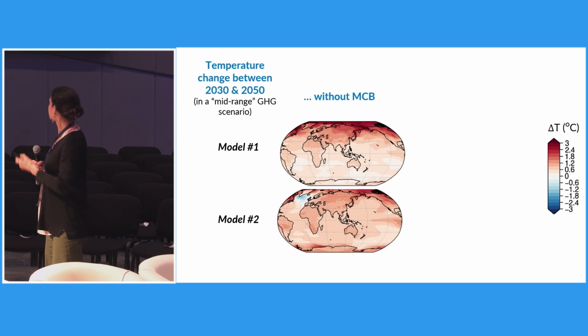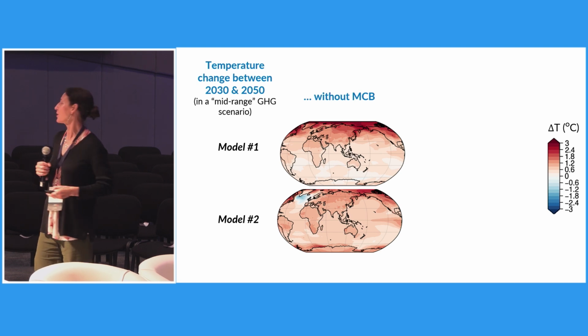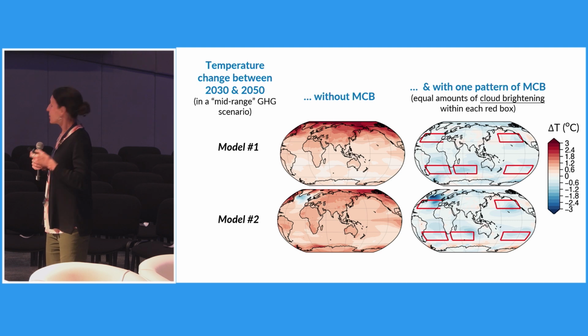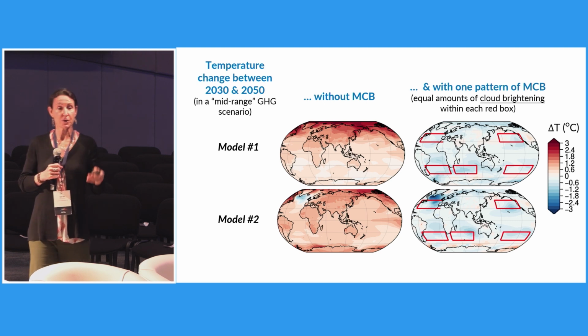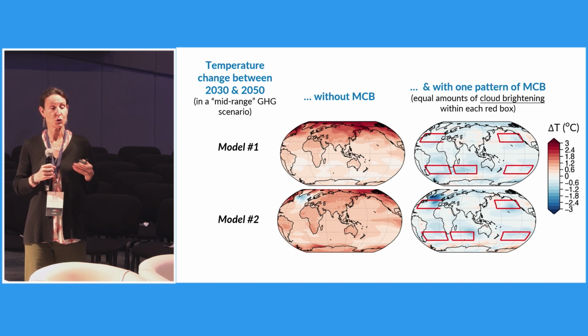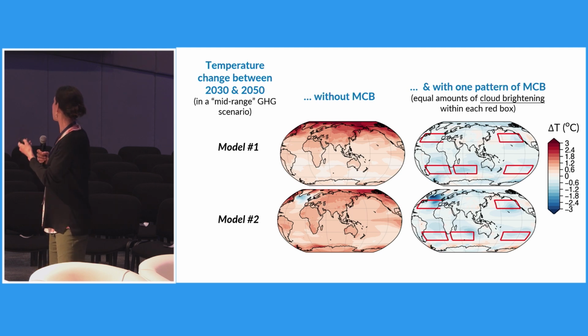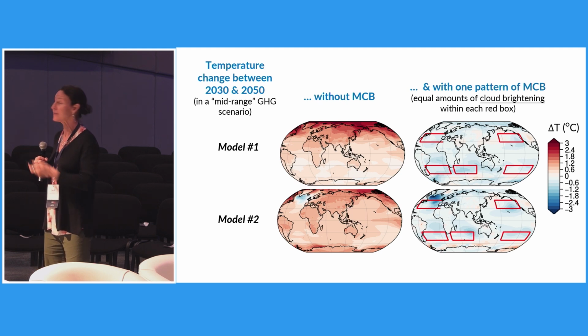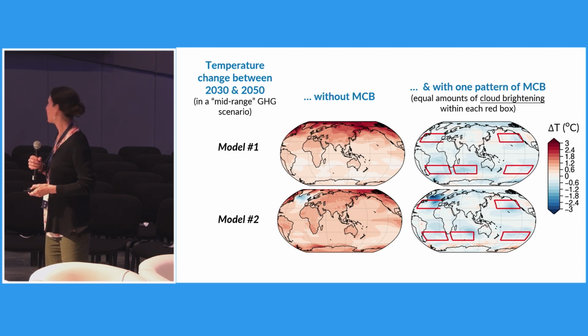So we can do things like take a global model run for a given greenhouse gas scenario, and if we impose the same amount of forcing in both of those models through marine cloud brightening, we can compare how they then respond, in this case to implementation of marine cloud brightening in 5 different grid boxes.